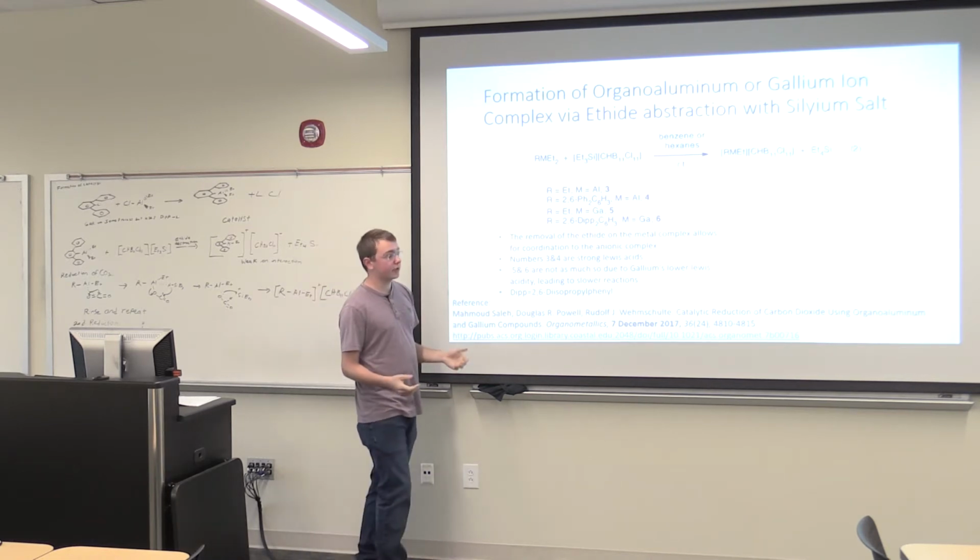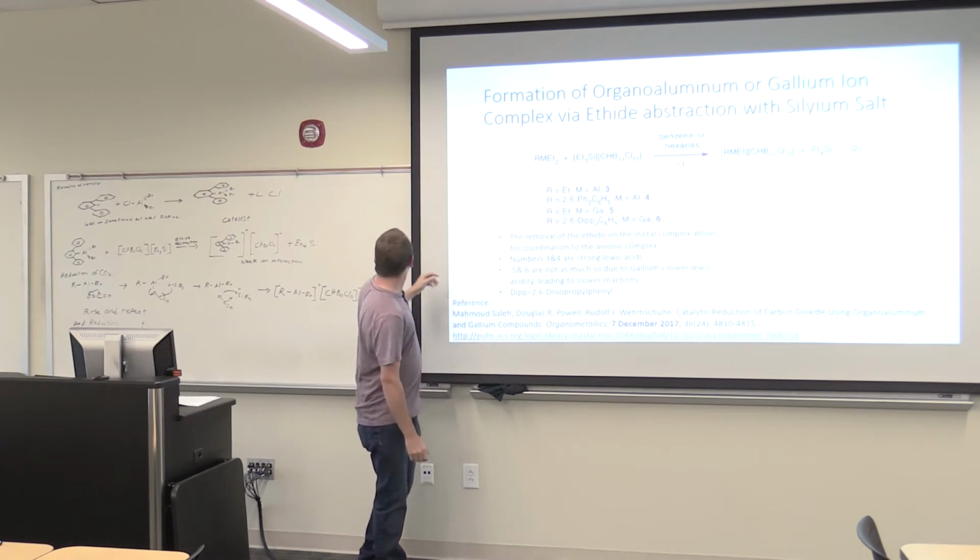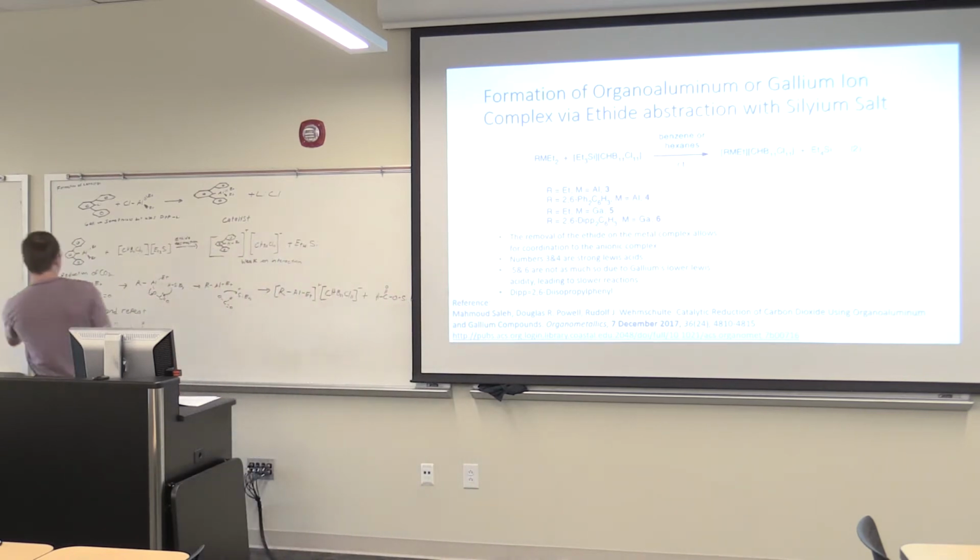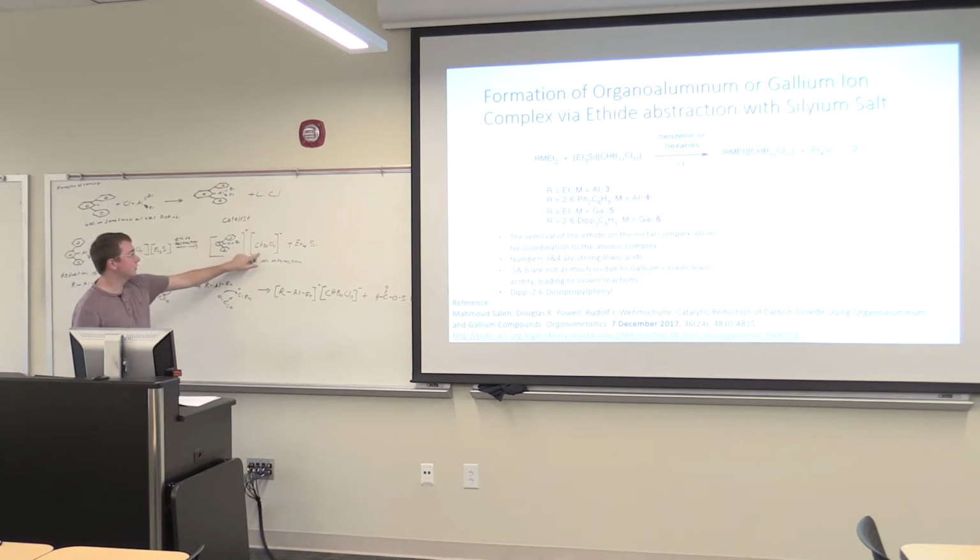So the ethide abstraction, basically, you're going to have your starting material, and you're going to have your huge anion here pick up a hydrogen from the triethylsilane, and then it's going to separate, and this silane group is going to come over here and pick up this ethyl off the aluminum, and then give you your catalyst, which is weakly associated to your anion here, and then spit out this tetraethylsilane.